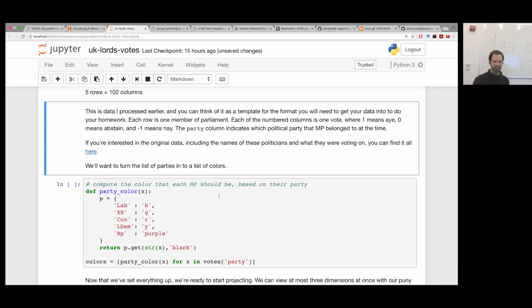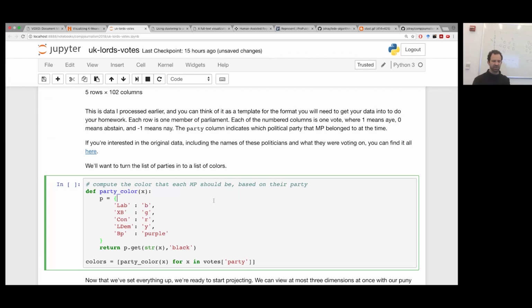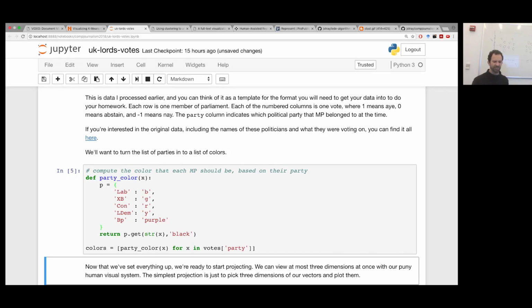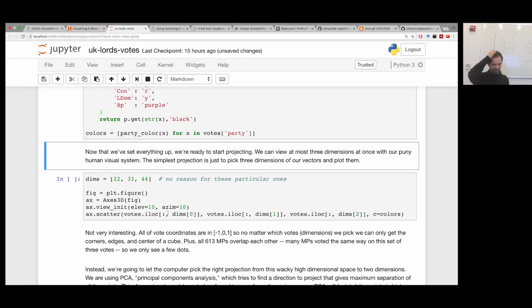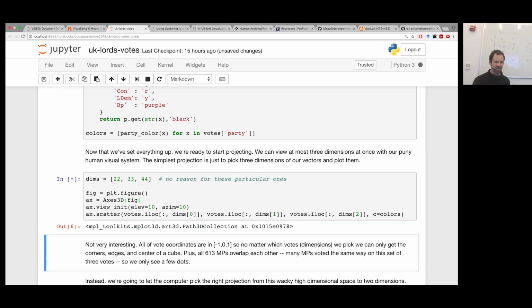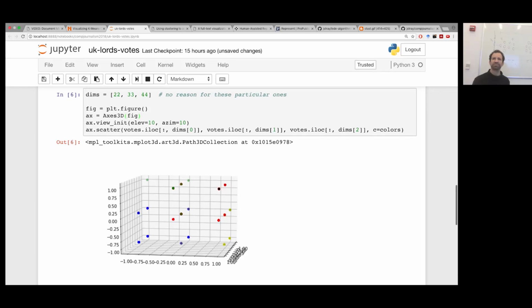So there it is. Then I'm going to write this little function which color codes them. So this is kind of our legend. And we get black if we don't know it. And then we're starting to actually view the data. And if we don't have dimensionality reduction, we kind of have a problem because we can view 3 dimensions at a time. So each of these dimensions is a vote, right? So this axis would be the vote on vote 22, I guess. And we've got a bunch of problems here. So first of all, what is this pattern we're seeing? Why do they have this shape in the scatter plot?